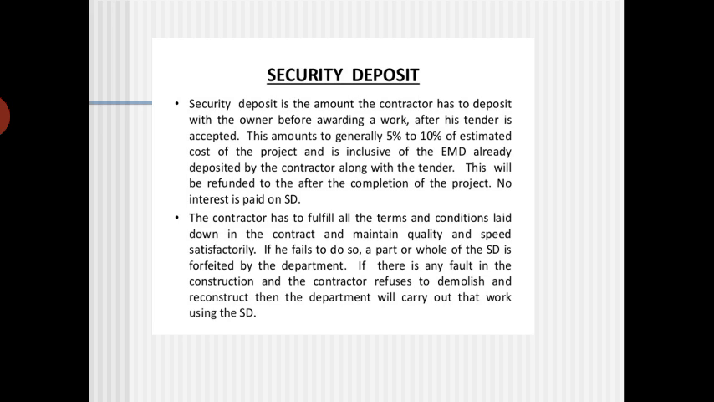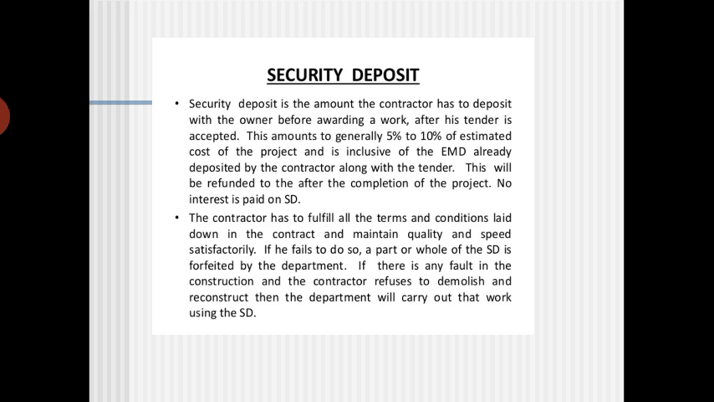Or if you are unable to complete the work within the stipulated time, then the security deposit will not be given. Suppose you have done 50% and you are not doing the remaining 50%, then the security deposit will not be given. With that security deposit, they will proceed further.